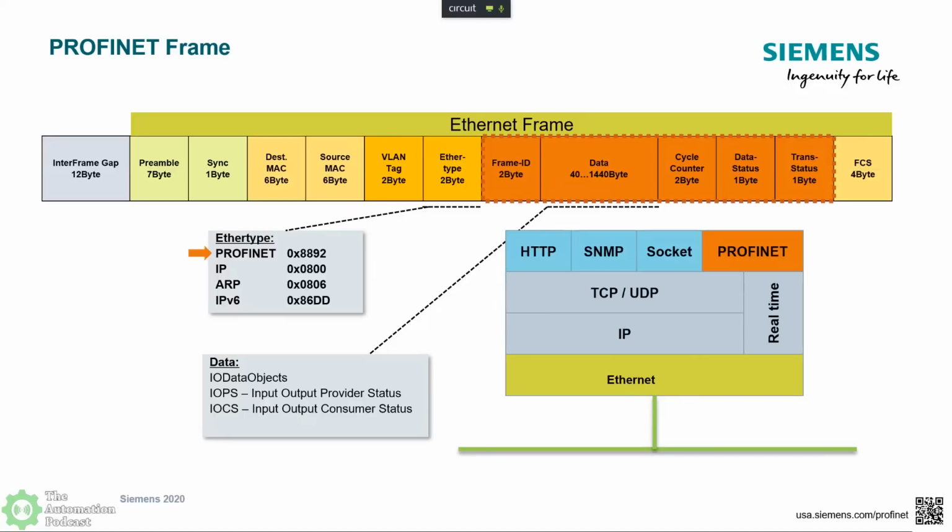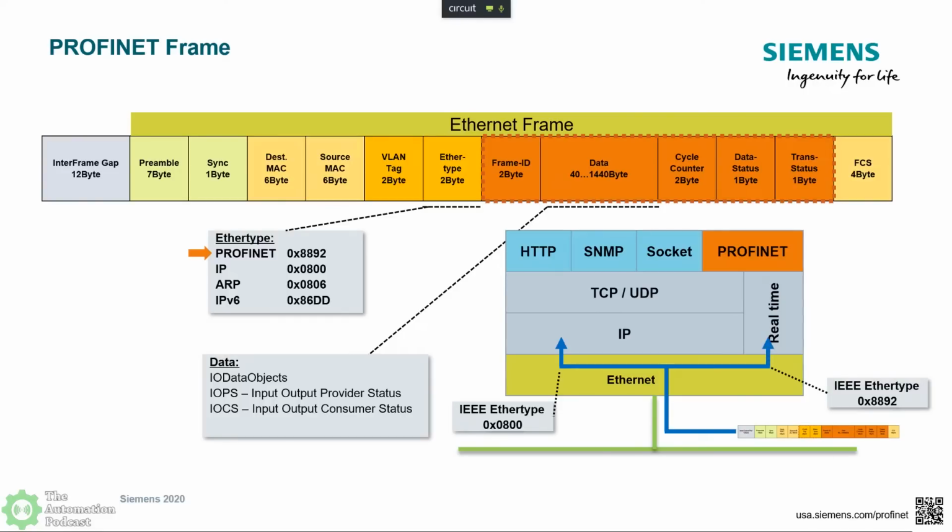So talking about PROFINET real-time and non-real-time frames, which are coming into the network interface. With an EtherType 800, that's a standard IP frame, and this frame goes through all layers through the network until it comes to the application. So that takes time, and it's not quite reliable. So therefore we have the EtherType 8892.